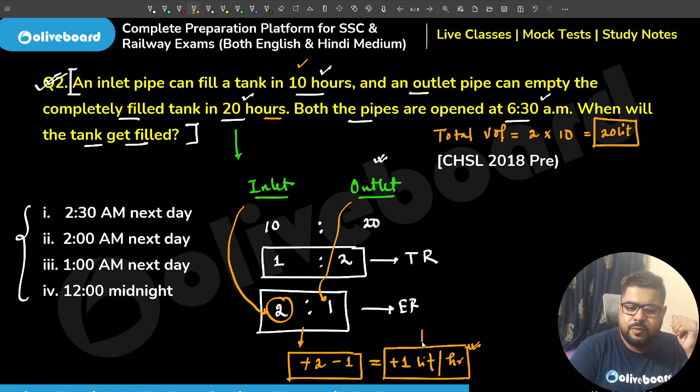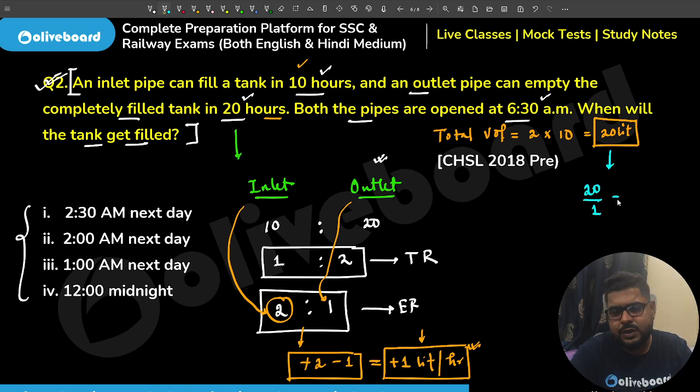And now if both are working in tandem, it is letting in 1 liter of water every hour. So 20 liters it will let in 20 divided by 1, which is in 20 hours.